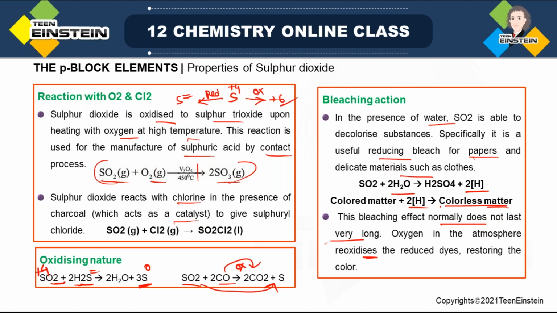That means the reverse reaction will now take place in presence of oxygen, because the forward reaction is actually happening in presence of nascent hydrogen, but in presence of oxygen the reverse reaction is possible. So that is why you can regenerate the color. So remember, bleaching action of sulfur dioxide is not permanent. This is very important, that is a feature of this bleaching action.